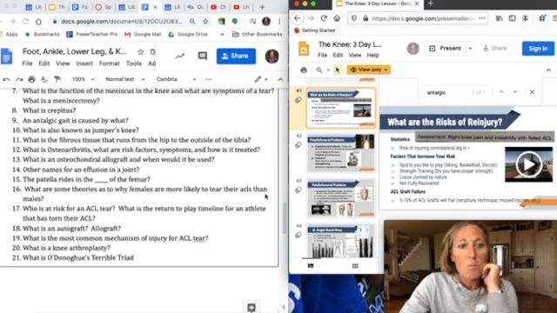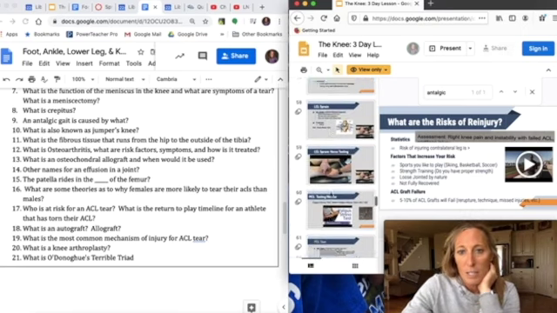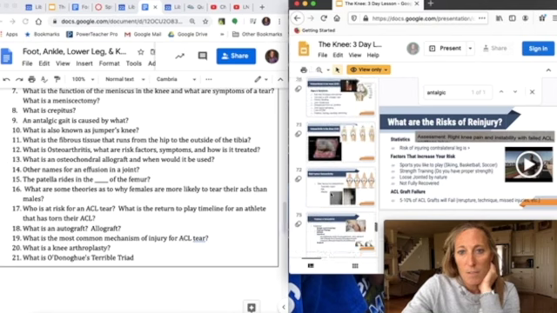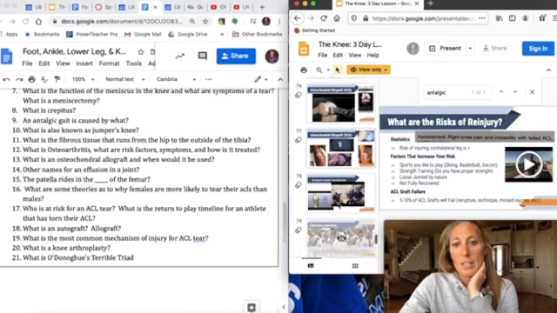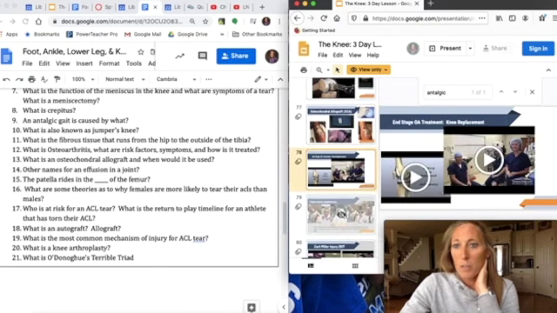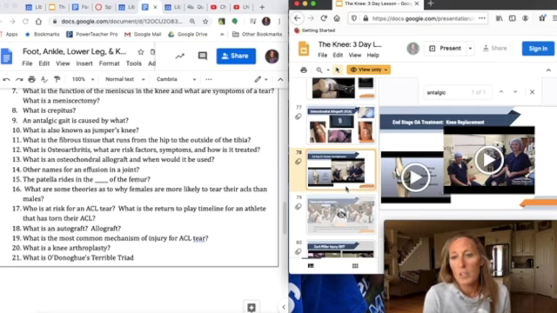Number 20, what is a knee arthroplasty? I believe we did this at the very end of our notes. An arthroplasty is the same thing as a knee replacement. So if somebody gets a total knee replacement, they are having a total knee arthroplasty.